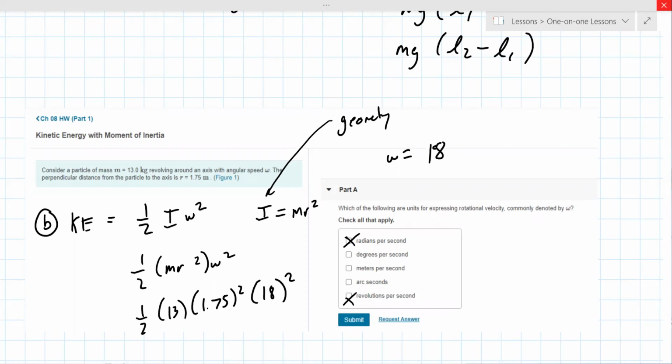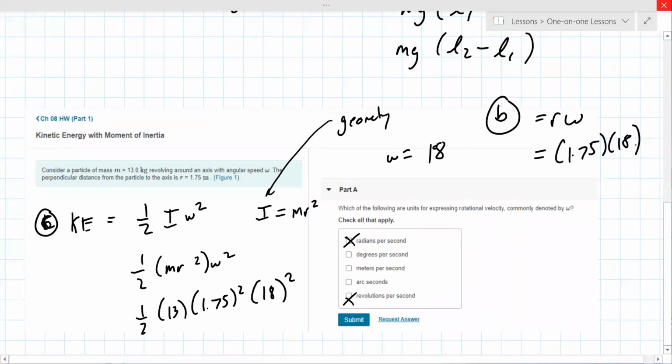Wait, what is part B asking for? It's asking for the magnitude of the velocity of the particle. So what I just did is part C. Oh, okay. Part B is RW. The radius is 1.75, W is 18. That's all it is for part B.